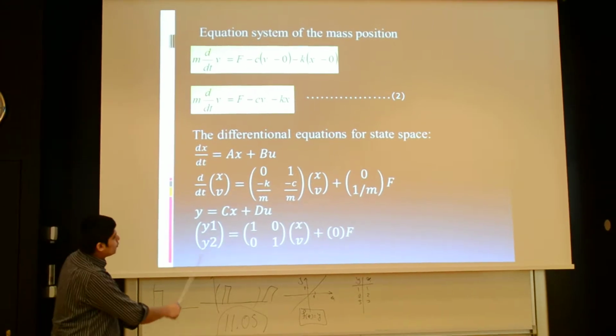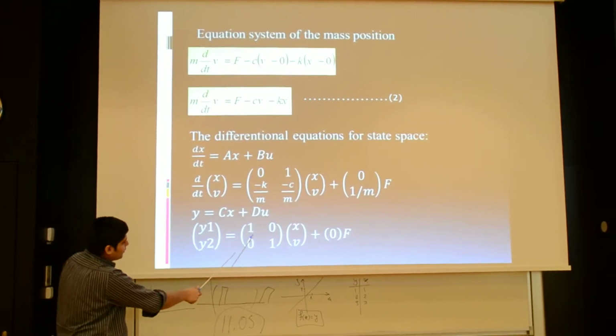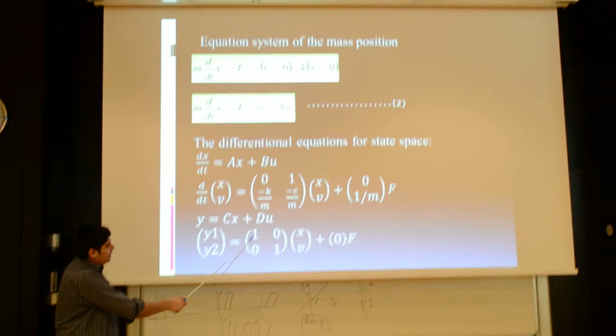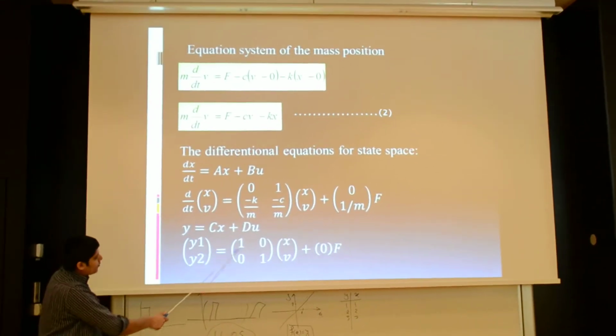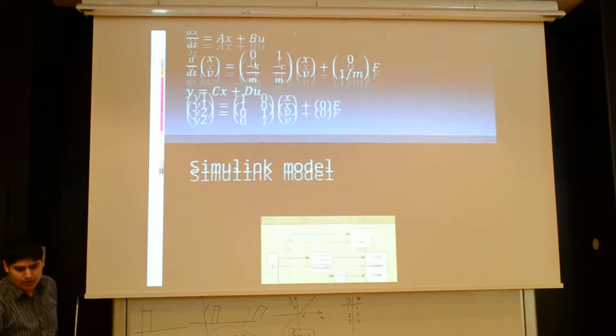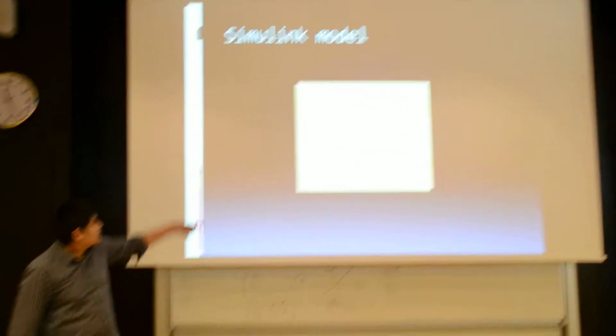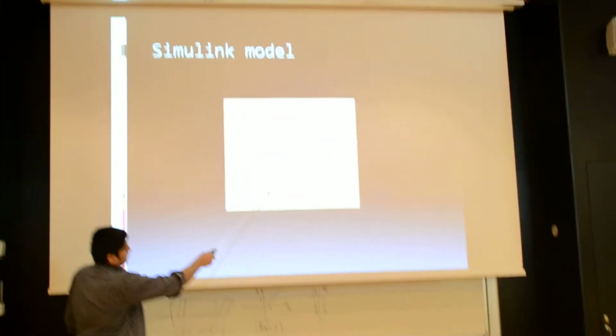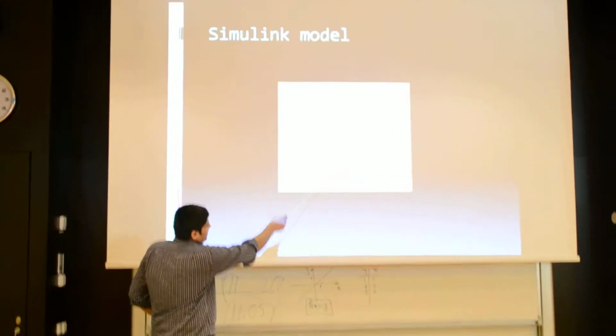this one is our output matrix C. We can calculate velocity from here, displacement from here, and velocity from 0, 1. Finally, this one is our Simulink model. So everyone knows about the ABCD model.